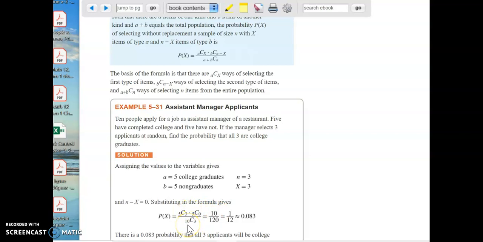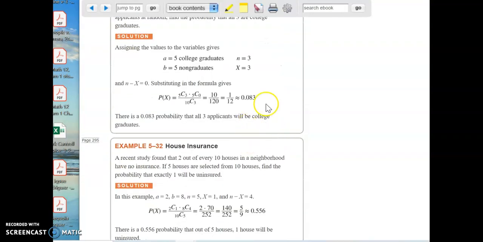On the bottom, that's always the same. That is the number of occurrences in the sample space. So there's 10 people that applied, and he selects 3 of them. He selected 3 applicants. So it's 10 choose 3. So that works out to be 120. So the probability is 10 over 120, and that's 1/12, or in decimal format, 0.083. The only reason I don't like that problem is because the numbers get in your way.